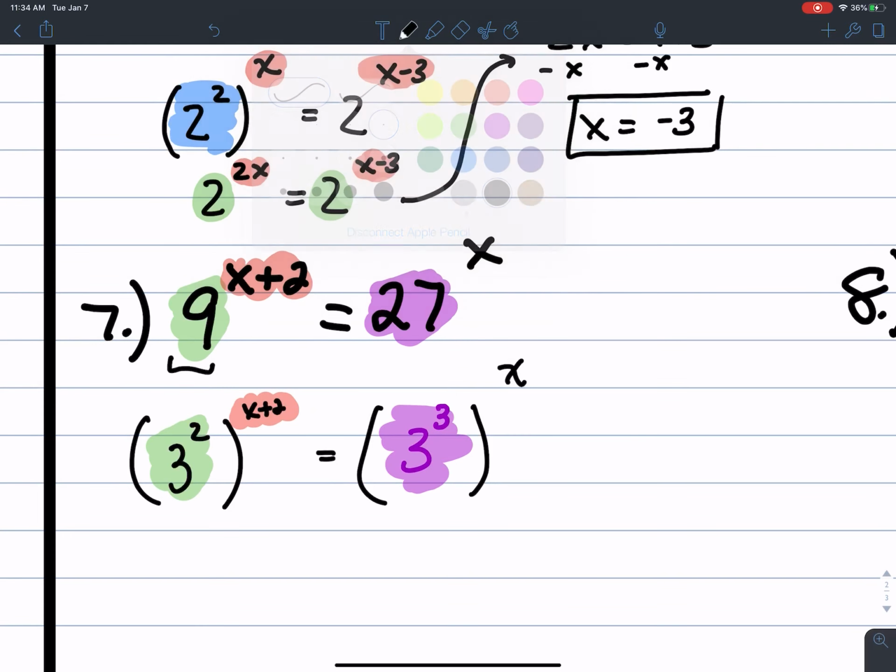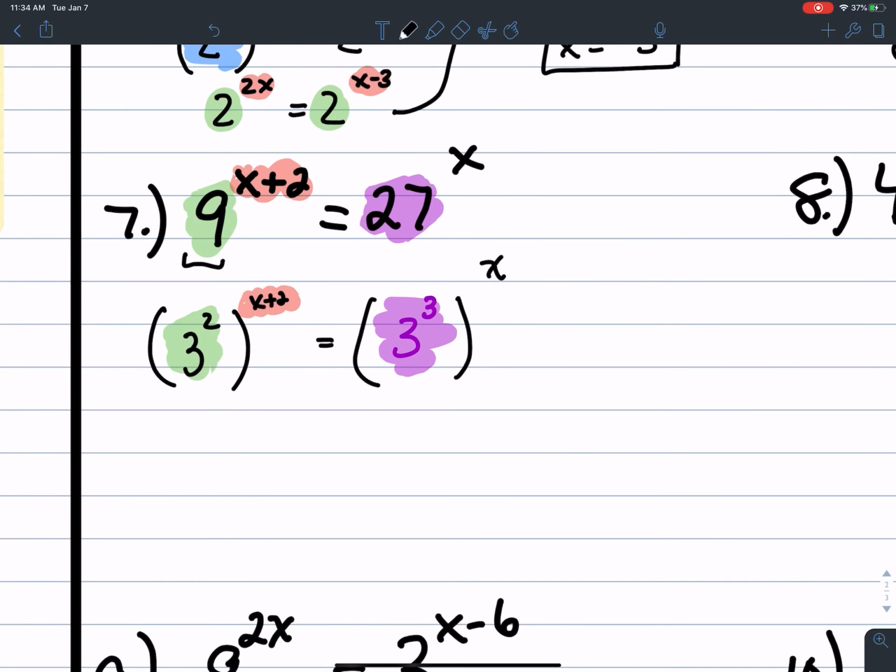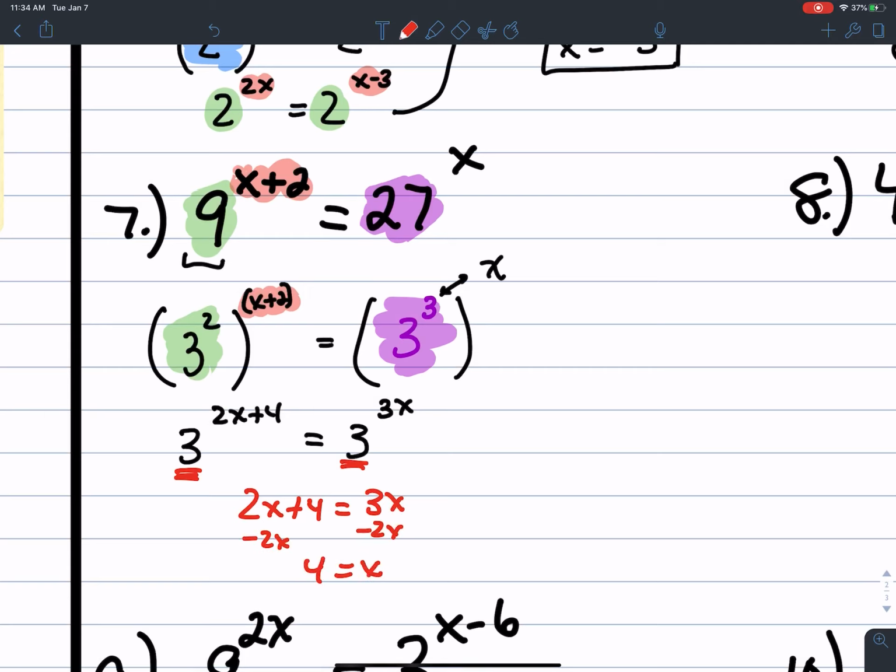So as we mentioned before, now we can use our properties of exponents. If I multiply 2 times x plus 2, we do have to use the distributive property. So here, the base is 3, and I would get 2x plus 4. And over here, if I multiply the power to a power, I get 3 to the 3x. And now that they have the same base, this is a 3, and this is a 3, now I can set their exponents to be the same. So I'll subtract 2 x's, so I get 4 is equal to x.